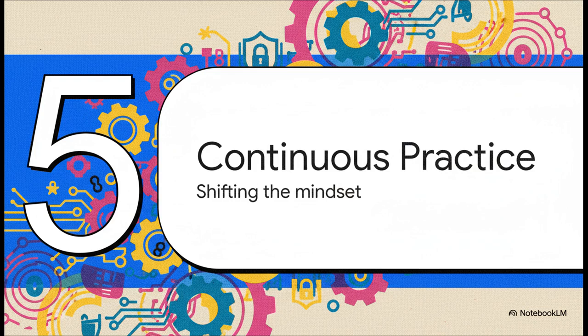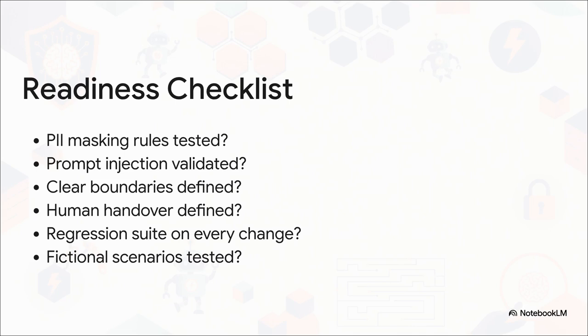And this all leads us to our final and maybe most important point. Being successful with AI isn't just about technology, it's about a shift in mindset. It's about changing how we even think about quality. Here's a simple checklist you can use to start that shift. Ask your team these questions. Are our data masking rules actually tested? Have we tried to break it with prompt injection? Are its boundaries crystal clear? Do we run our test suite on every single change? And have we challenged it with weird fictional scenarios? This is your starting point.